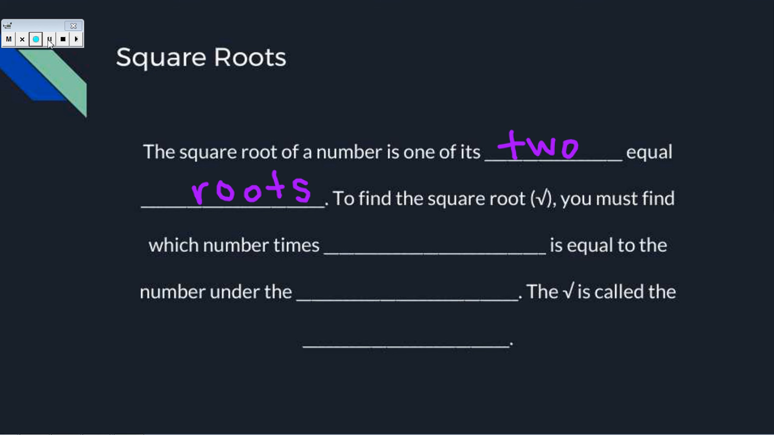You can remember this because the sides of a square are always equal. So if you have a square with one side length of 4, that other side length must also be 4. Therefore, to find the square root, you must find which number times itself is equal to the number under the radical. That little check mark looking sign is called the radical.